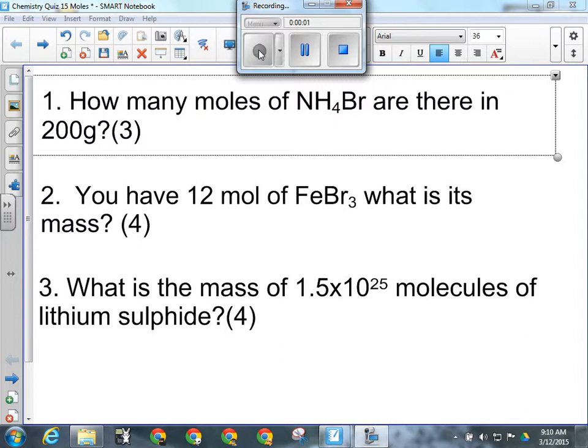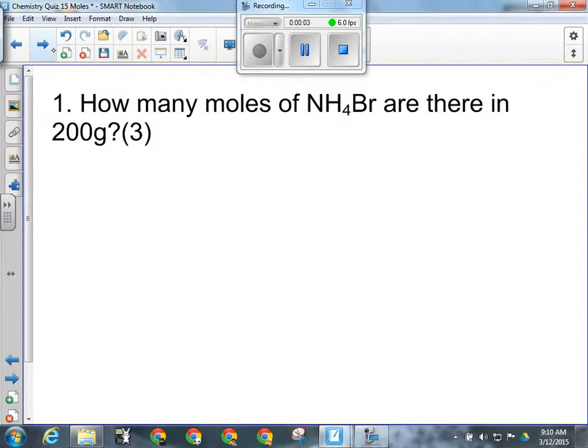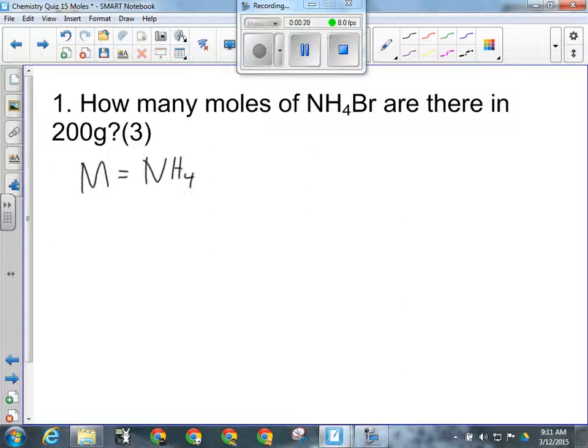So let's have a look at these here, guys. For question number 1, we're looking for how many moles of ammonium bromide there are in 200 grams. The first thing we've got to do is figure out the molar mass of the stuff we're dealing with. We've got NH4Br, and you were lucky because I didn't make you name it; I gave you the formula.